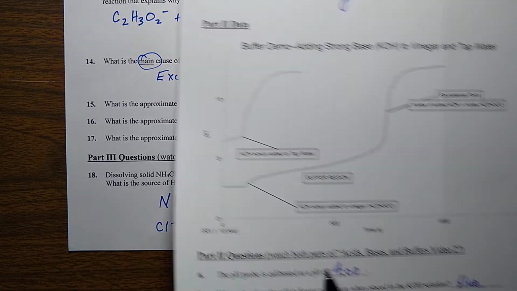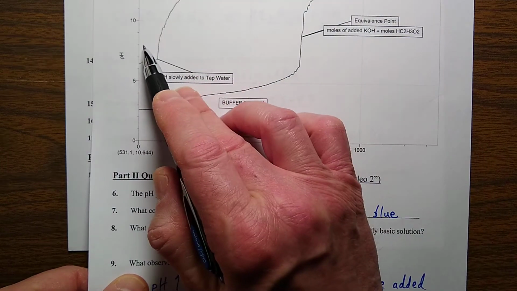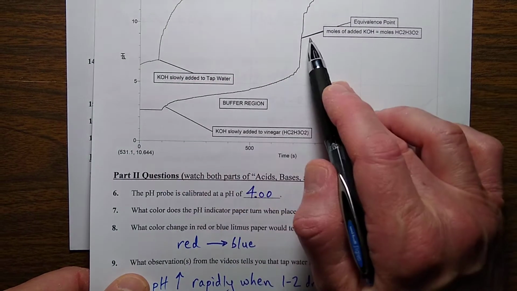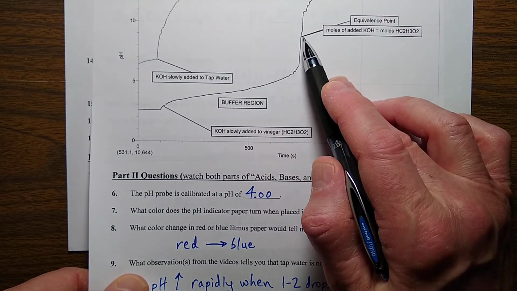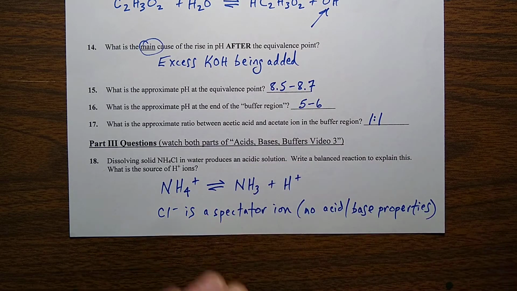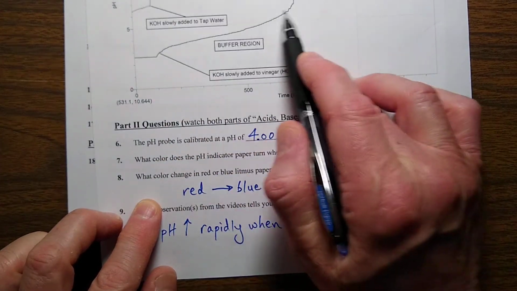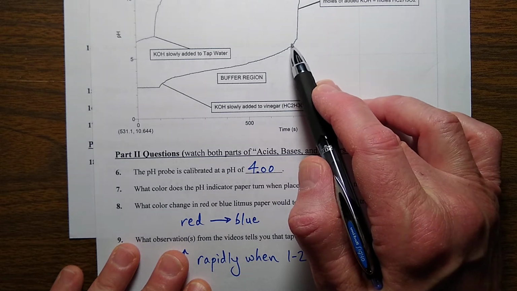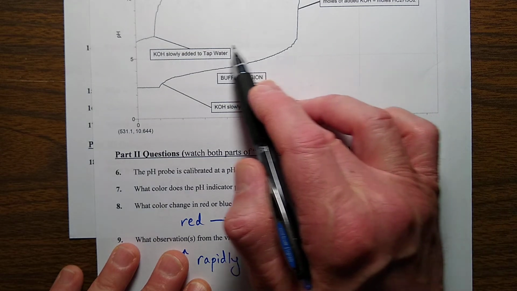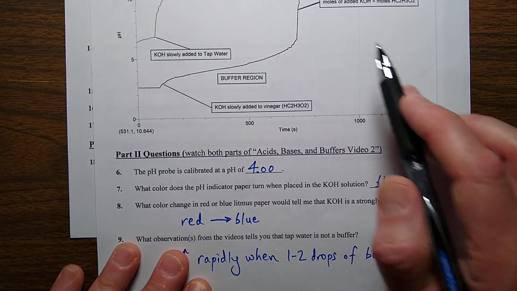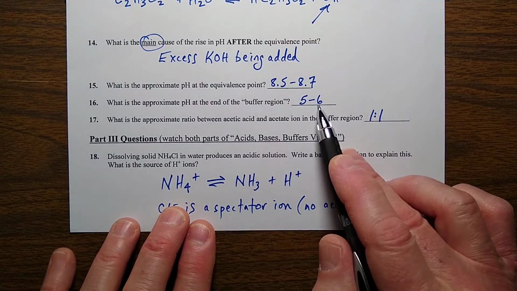What's the approximate pH at the equivalence point? Like I said, I accepted anything from 8 to 9.5 or so, because I haven't shown you exactly where it is. It's somewhere in here. What's the approximate pH at the end of the buffer region? Again, the buffer region's right around here, so the end of the buffer region is somewhere in here. Just an educated guess, so that's somewhere between pH 5 to 6.5 or so. I accepted that as being okay.